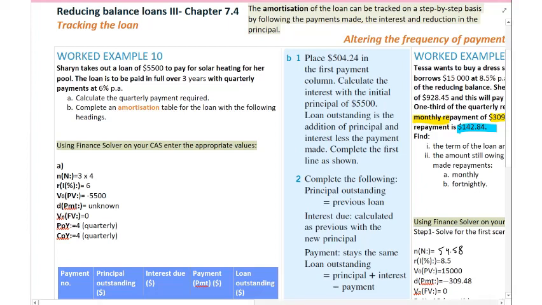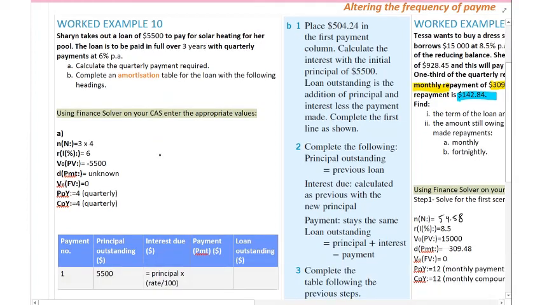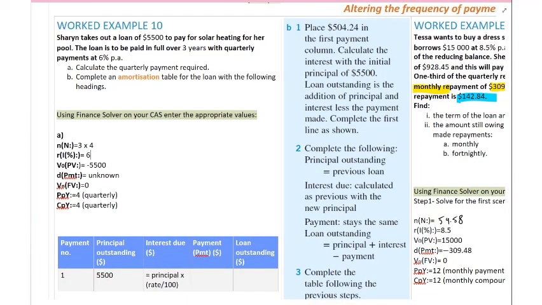As we can see here, we've got an example where we've got a loan of 5,500 to pay for a solar heating. The loan is to be paid over 3 years with quarterly repayments. So that means a total of 12 repayments, and it's going to be at 6% per annum. Okay, so the first part's looking at the quarterly repayment.